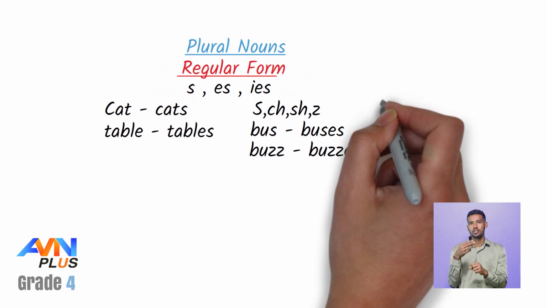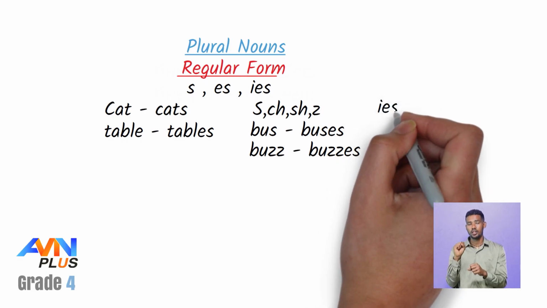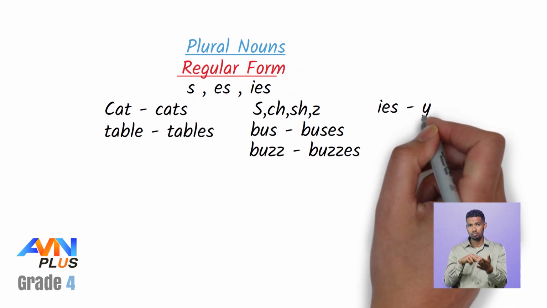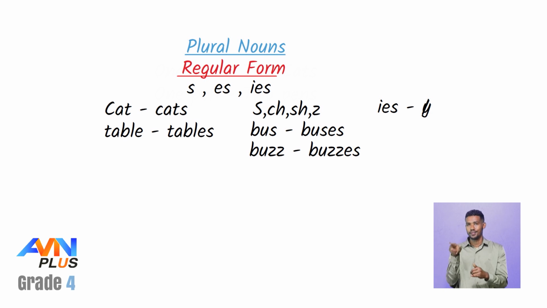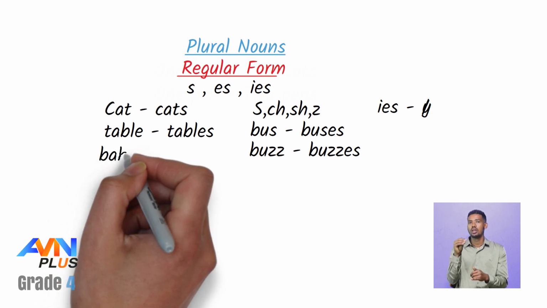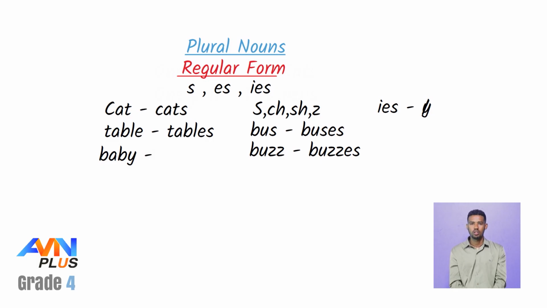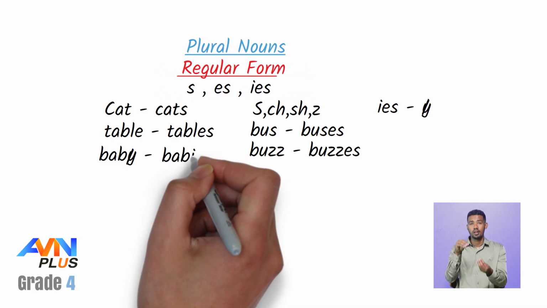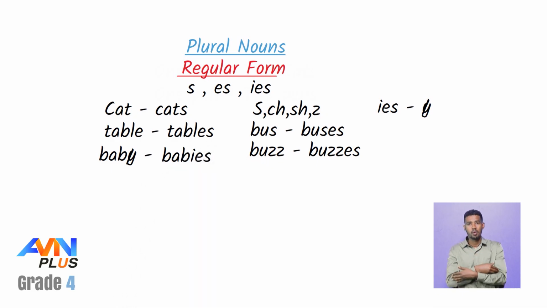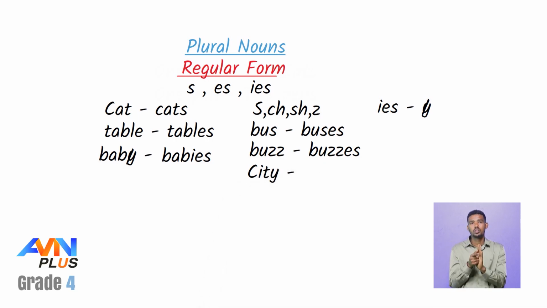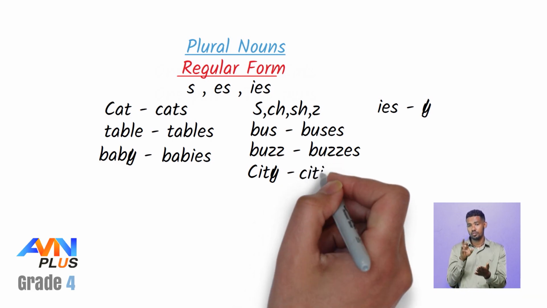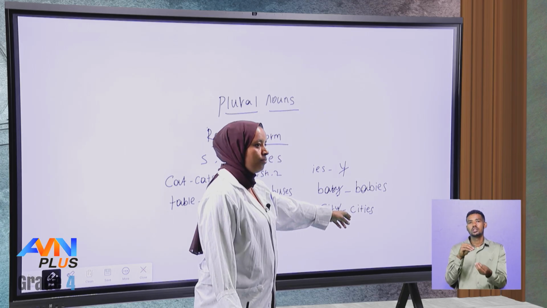When we come to ies, it means the noun ends with y. For nouns ending with y, just cancel the y and add ies. For example, baby: cancel y and make babies. Here is city: cancel y and make it cities.